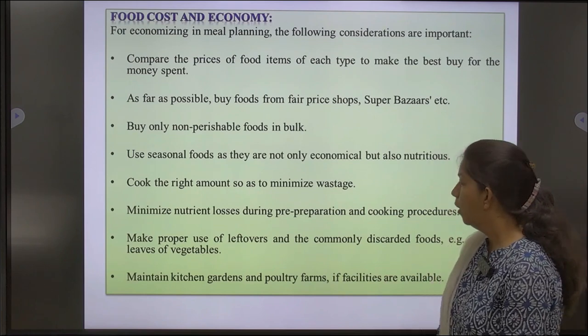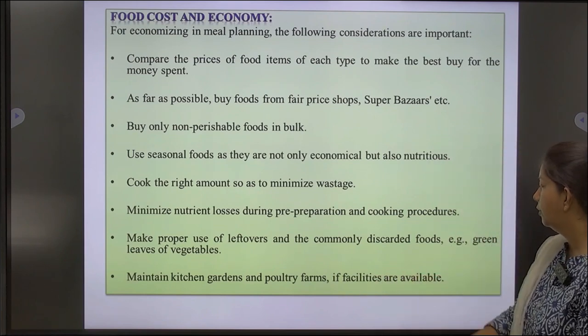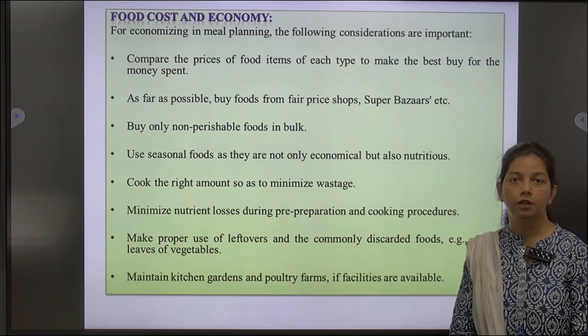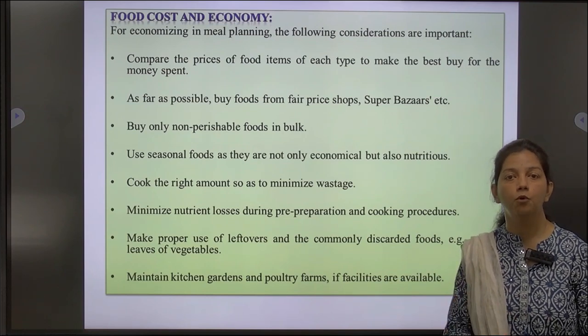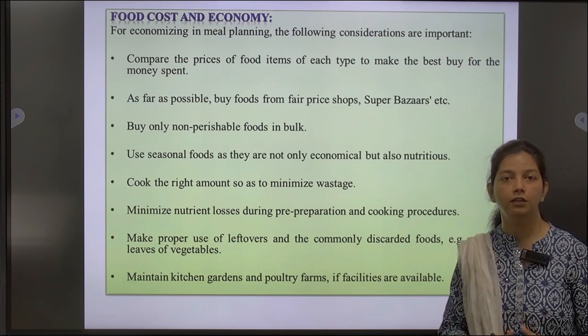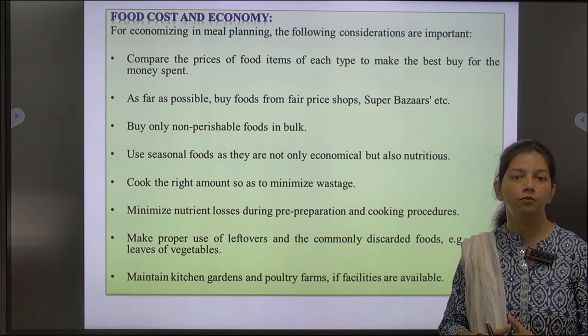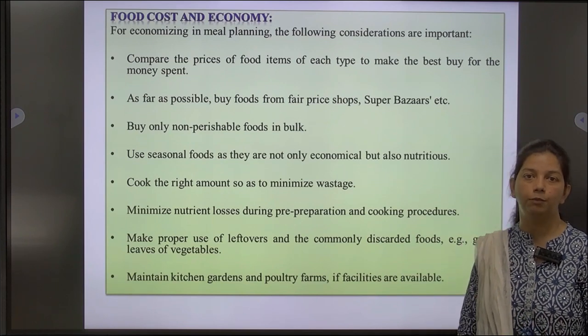foods. Always maintain a kitchen garden or poultry farm if the facility is available, because if you grow and take more of the vegetables from your kitchen garden, then it's nutritious and all the food items are easily available at your place.